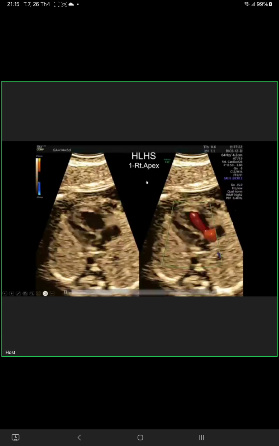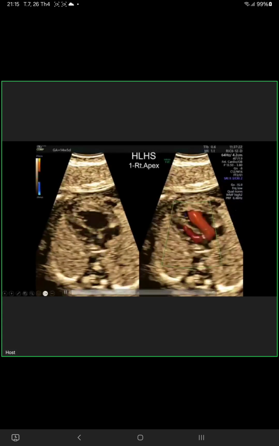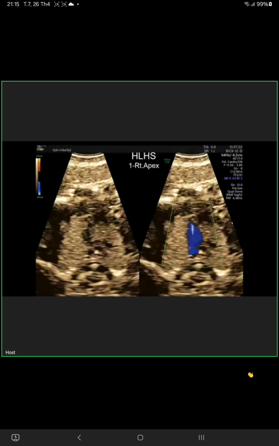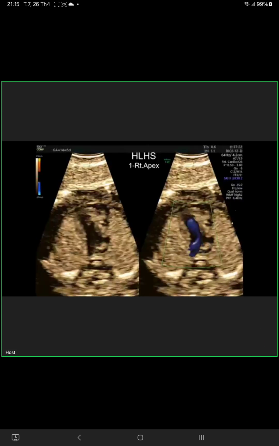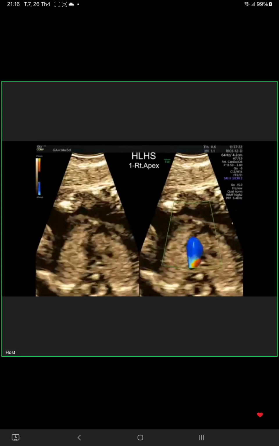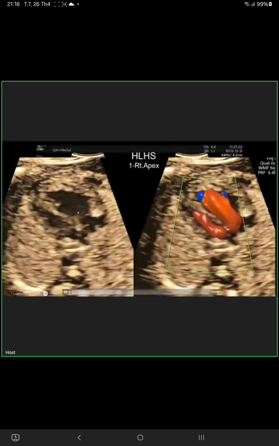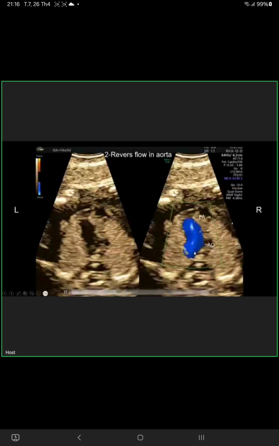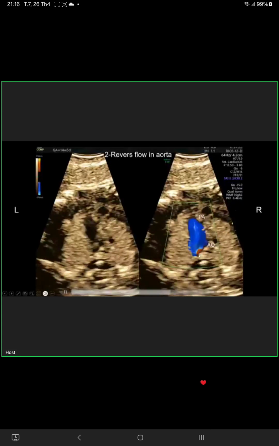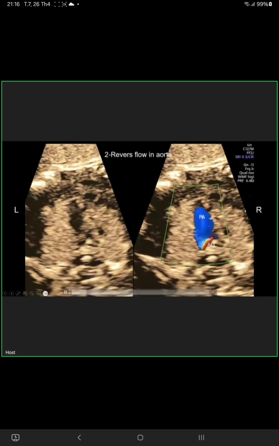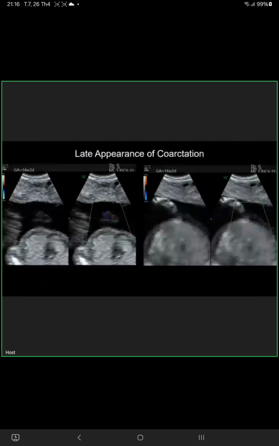Again, hypoplastic left hearts. In the 14, 15 weeks, we have two good signs. The apex built by right ventricle, like this, and reverse flow in the aortic arch. Small aorta and reverse flow. Two good signs for decision that it's a case of hypoplastic left heart.